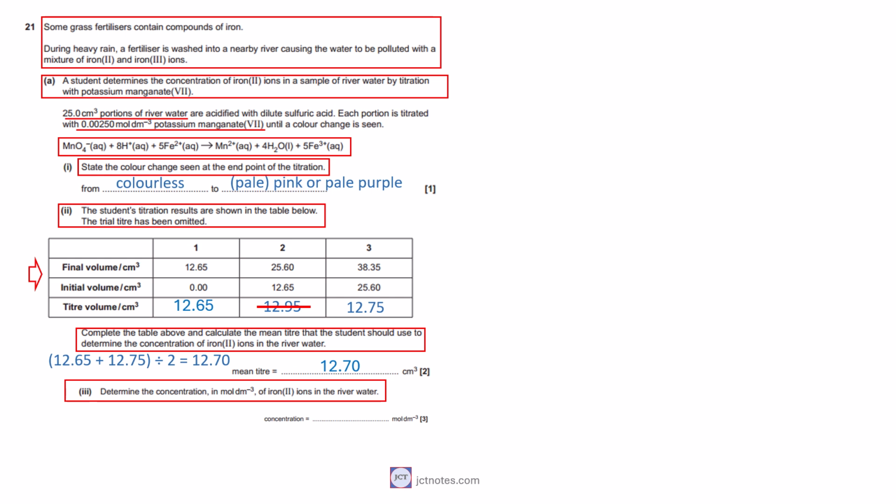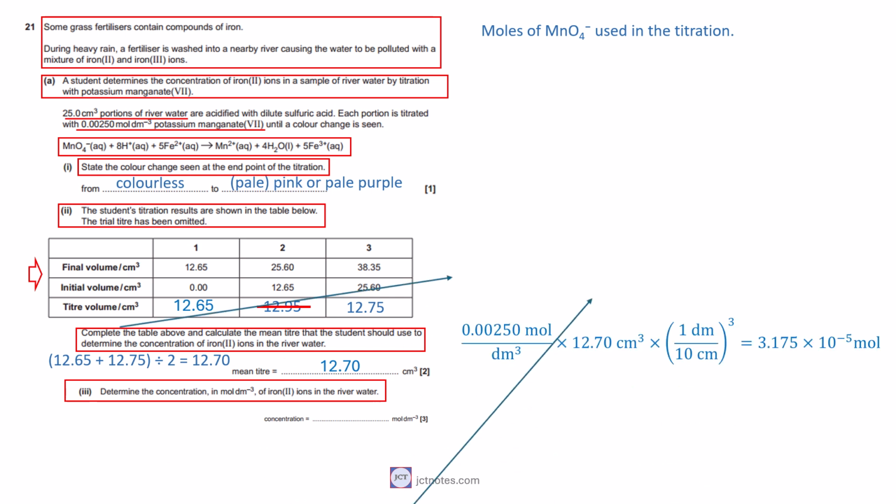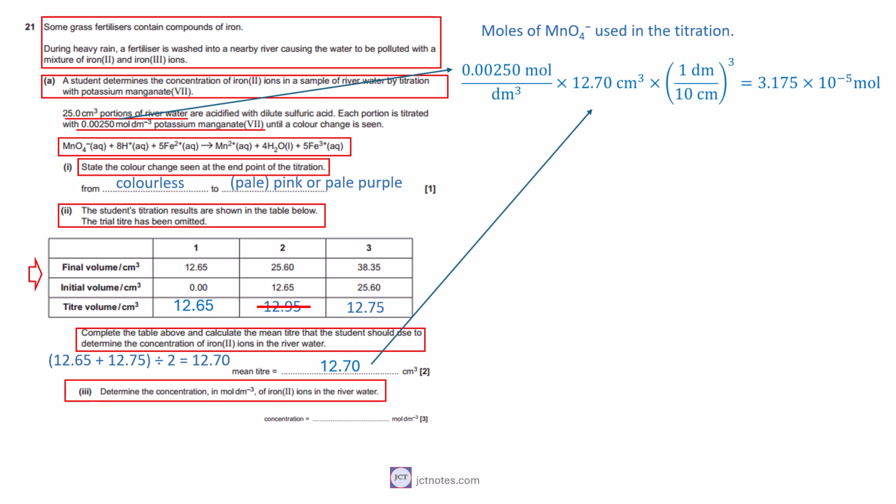In the third question, we are asked to determine the molar concentration of iron 2 ions in the river water. We start by finding the moles of manganese 7 used in the titration by multiplying the volume used in the titer and its concentration. This gives 3.175 times 10 to the power of minus 5 moles.